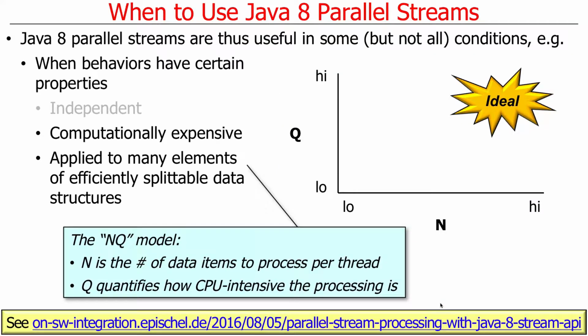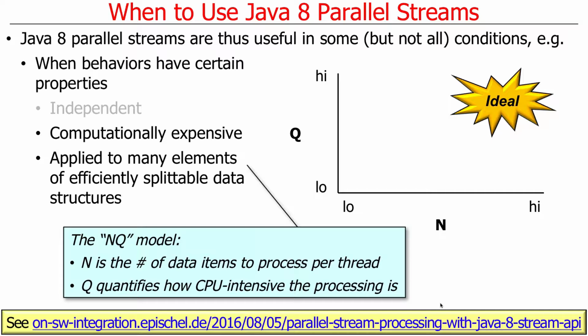And it turns out that when you have these properties, computationally expensive and applied to many elements, there's actually a mathematical model that you should apply as a heuristic to give you some guidance as to whether it's worthwhile doing the parallel computing approach. If you take a look at this link here, it's a presentation by Brian Goetz, who's a chief architect for Java. And he talks about the so-called NQ model.